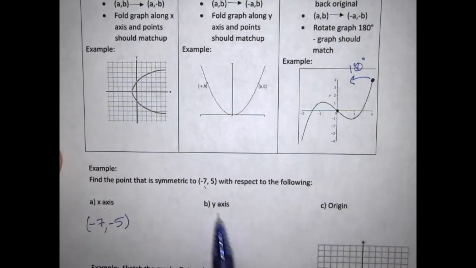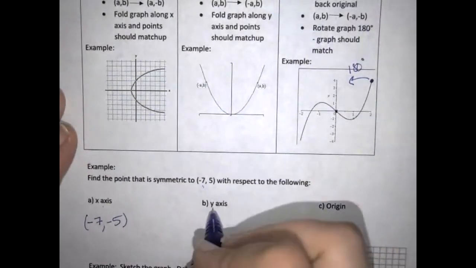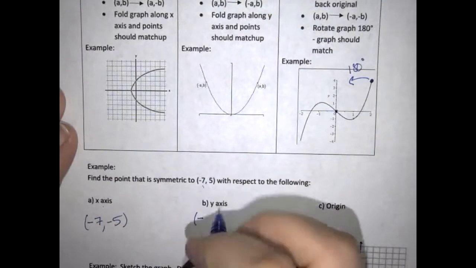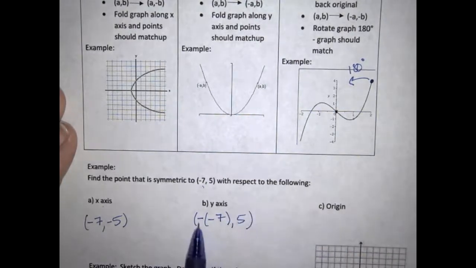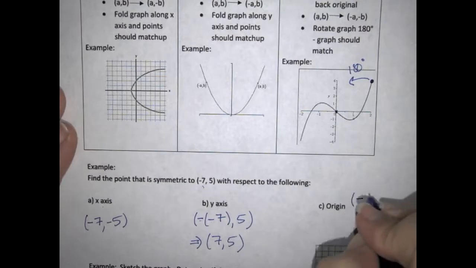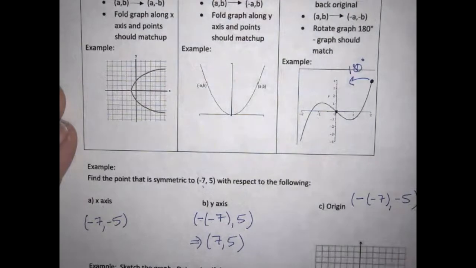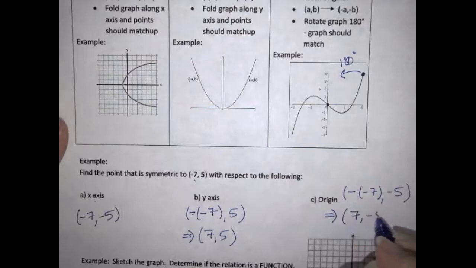Now for y-axis symmetry, it says that you need to replace x with a negative x. So here, this means I'm going to have the negative of negative 7 and then 5. Well, negative and negative is positive, so this really becomes (7, 5). Now the last thing we have is our origin, which says you replace both. So again, this would be replace x and y with their negative counterparts. So we would have the negative of my negative 7 and a negative 5. Okay. Well, again, negative times negative is positive, so this is the point (7, negative 5).